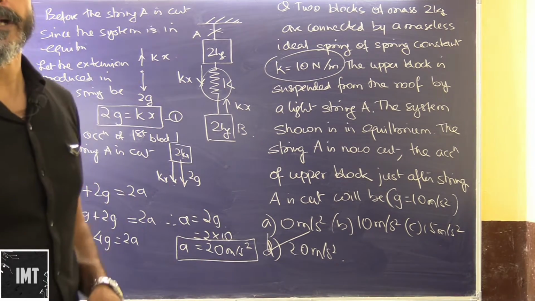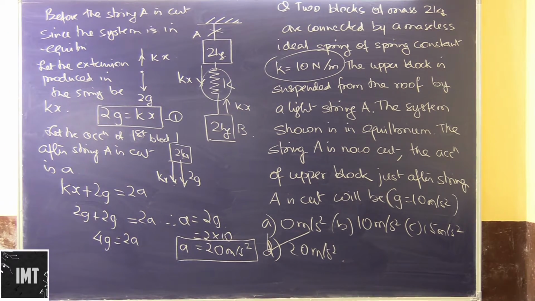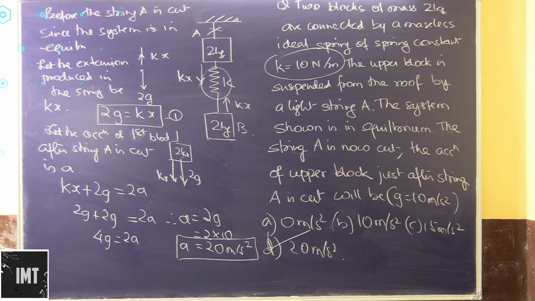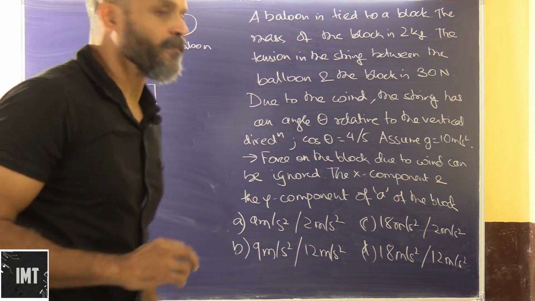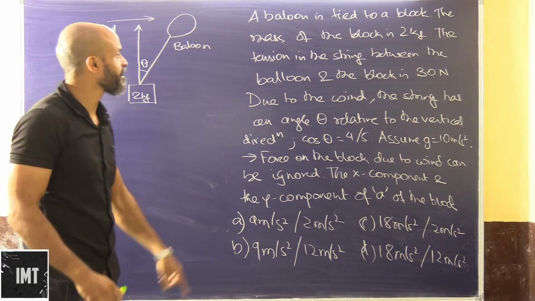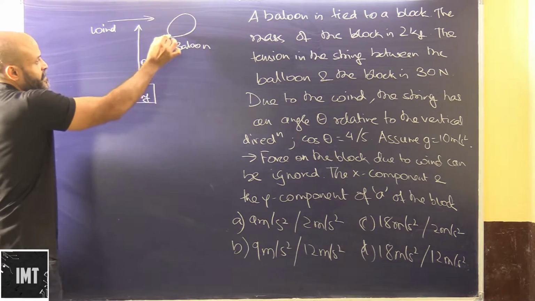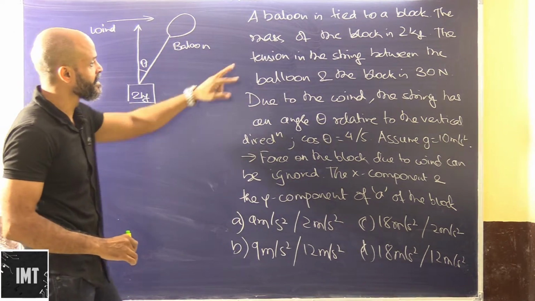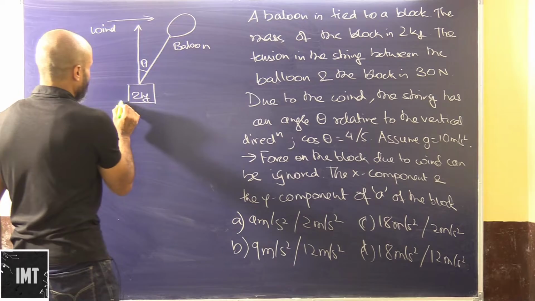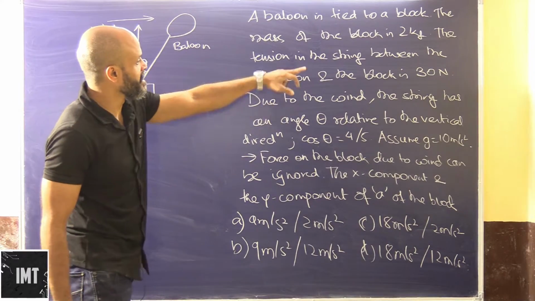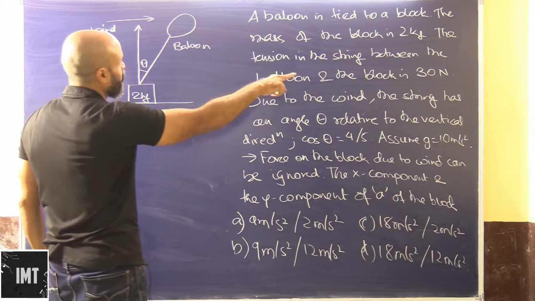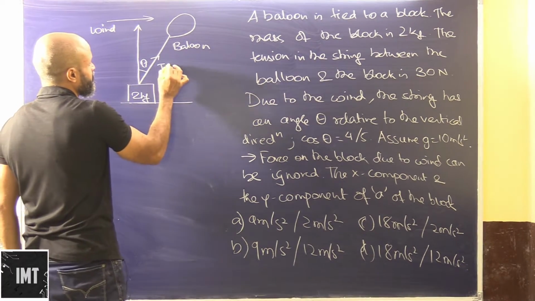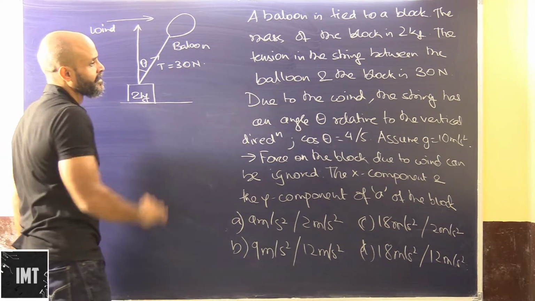Have a look at it very closely, people. So we have this problem here. A balloon is tied to a block. So this is basically a balloon, tied to a block which has a mass of 2 kg. The tension in the string between the balloon and the block is 30 Newton. So there is a tension which has developed, and this tension is 30 Newton.